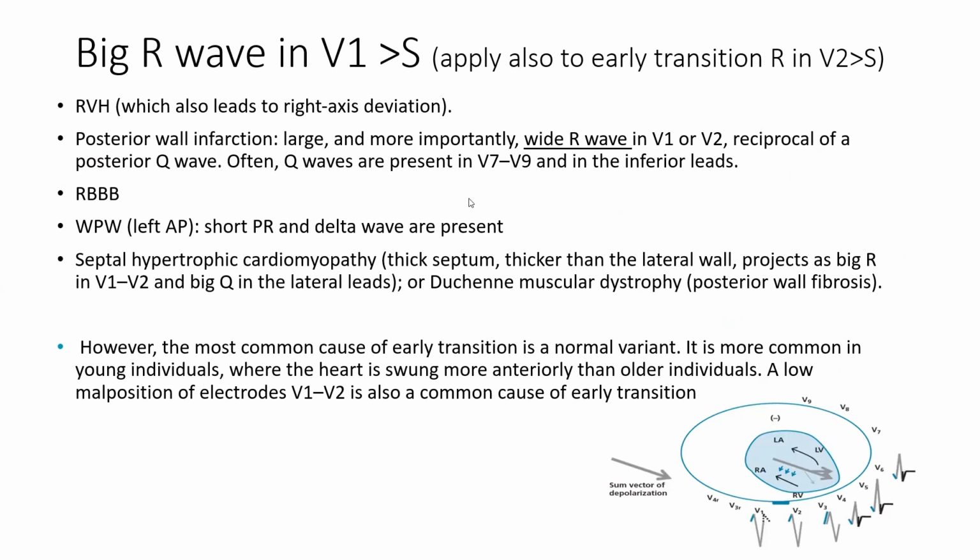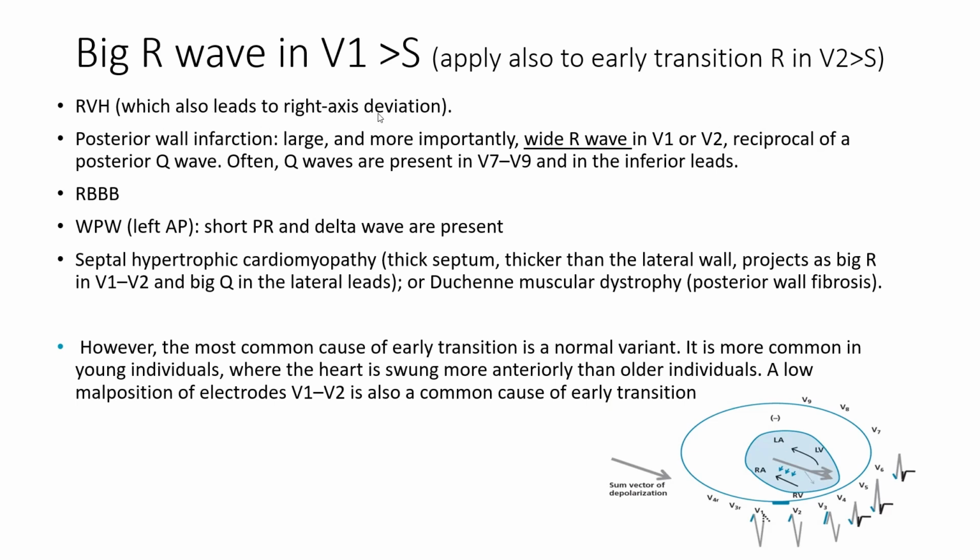You have big R wave in lead V1, bigger than S, or those same ideas apply to big R wave in lead V2, bigger than S, the so-called early transition R wave. And you need to know the differential diagnosis whenever you see a big R wave. I mentioned that when you analyze the QRS, you look at four things. You look at the Q waves first, you look at QRS width, QRS height, and R wave transition in the precordial leads, including poor transition, poor precordial R wave progression, or early transition. So whenever you analyze QRS, just follow systematically those four steps: Q wave, QRS width, QRS height, and the transition.